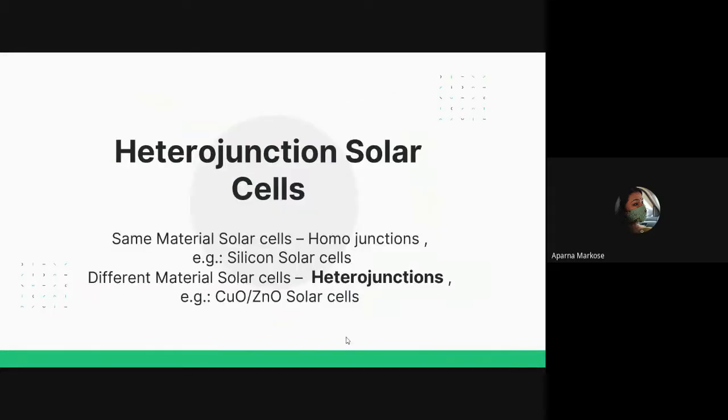So basically, I'm interested in heterojunction solar cells. You are already aware of same material solar cells or homojunctions because you are studying silicon solar cells in class. You have learned about p-type doping and n-type doping and the structure of solar cells in the first year. There is a different type of solar cells which you are not very much aware of, that is heterojunction solar cells.